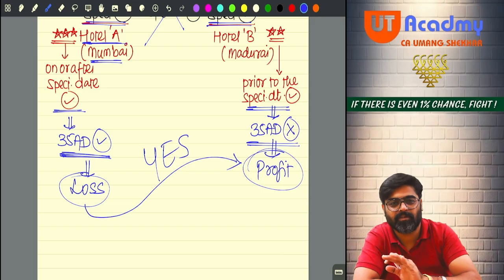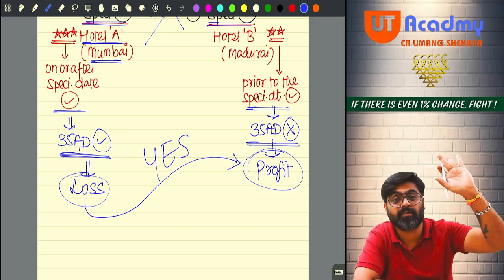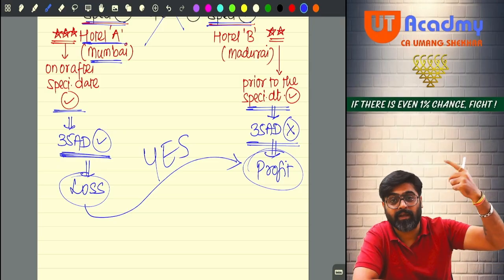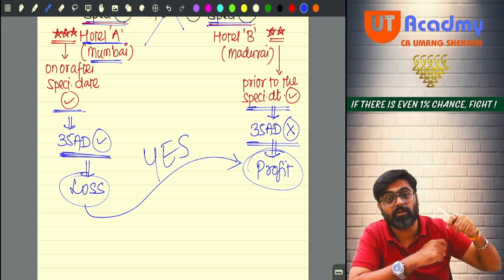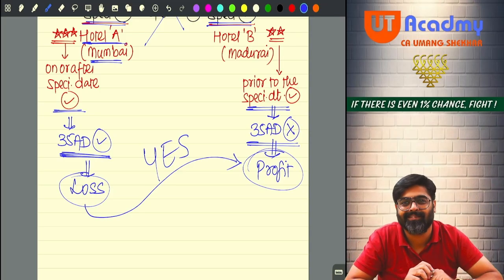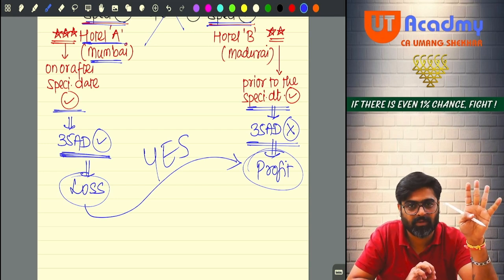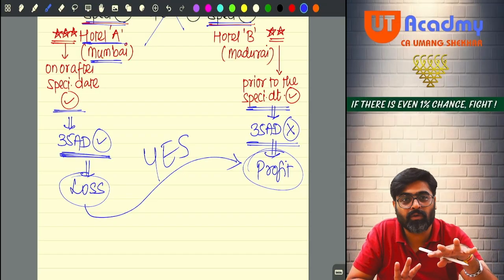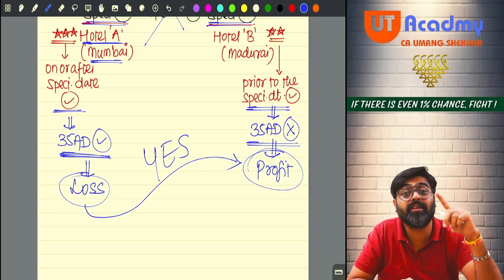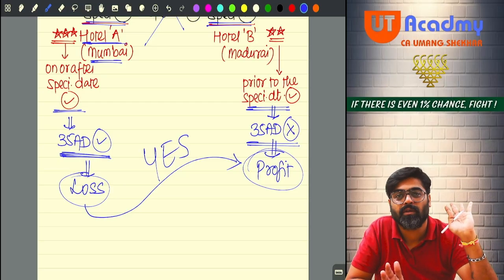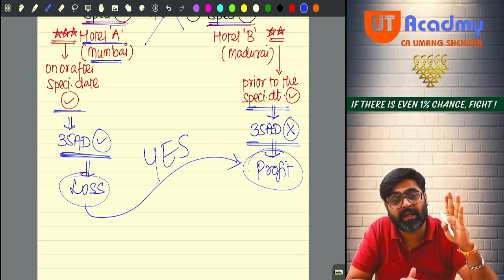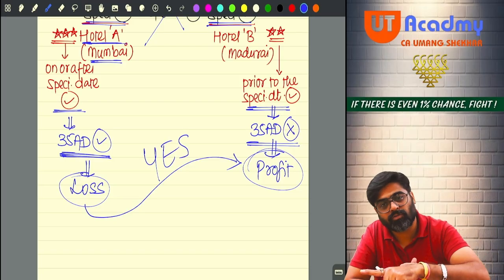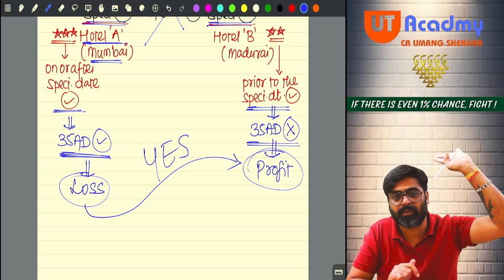Loss of any specified business can be set off against the profit of any specified business only. There is no requirement that for the business against which you are trying to set off the loss, you should also be getting 35 AD deduction. So for the Madurai business, whether you are getting 35 AD deduction or not is immaterial. Is it a specified business? Yes. And for that business, whether you are getting 35 AD deduction or not will not make any difference. Loss of a specified business will be adjusted against the profit of any specified business.